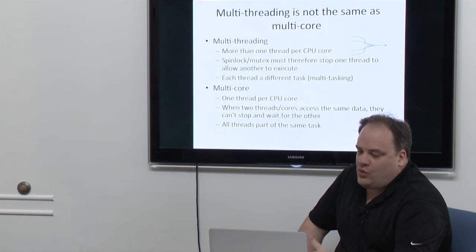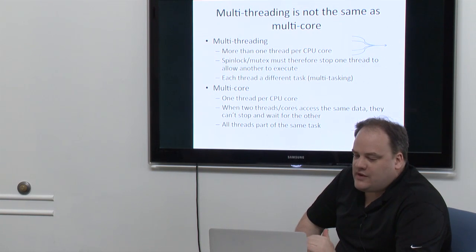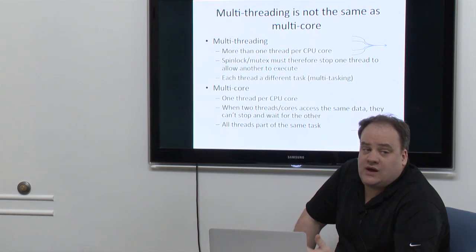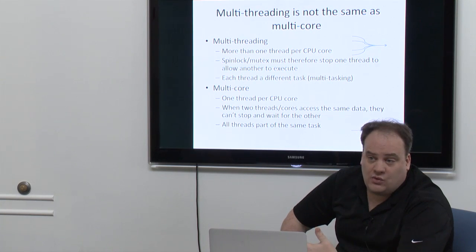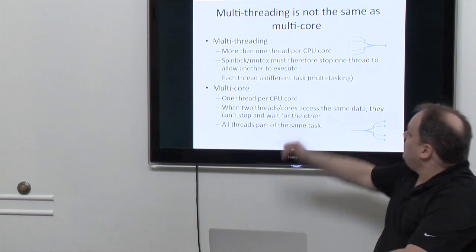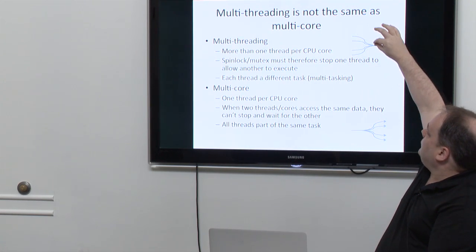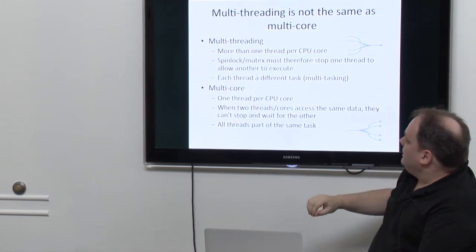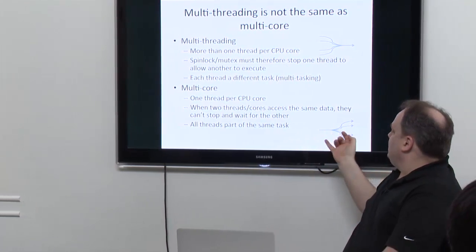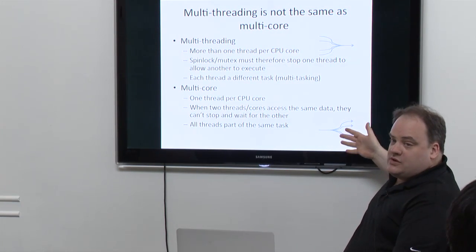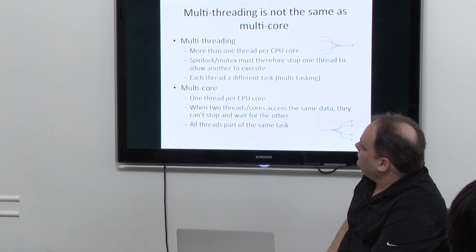So the problem with why multi-threading is not multi-core is that multi-threading concepts were developed back in the 1990s when we had only one CPU per system. And our struggle was how to take multiple tasks and run them on that same CPU. These days we have one task that we're trying to split across multiple CPUs. And fundamentally these are different problems.